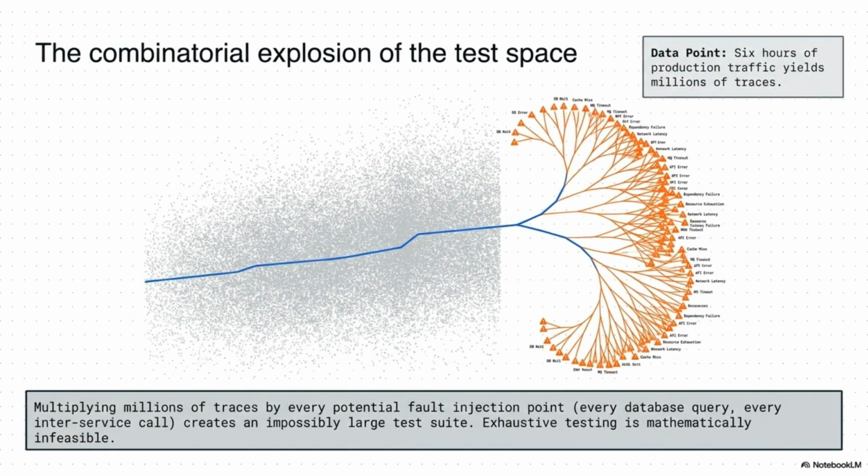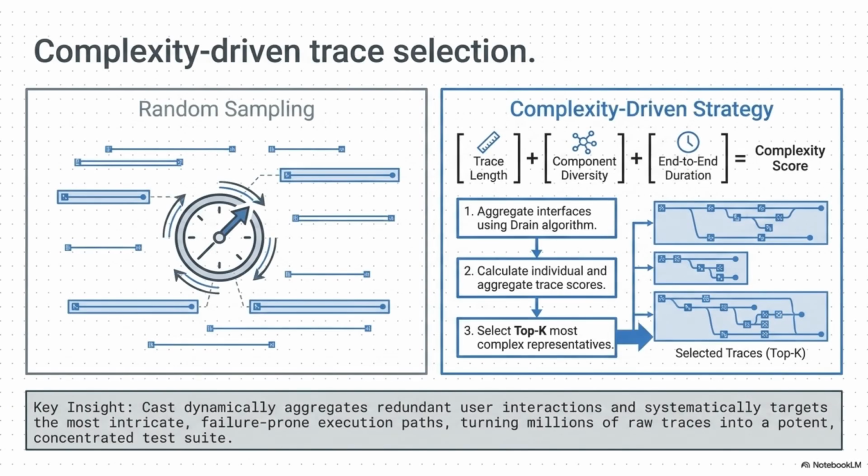The combinatorial explosion of the test space is a challenge. 6 hours of production traffic yield millions of traces. Exhaustive testing against every potential fault injection point is mathematically infeasible. CAST employs a complexity-driven strategy for trace selection. It aggregates redundant user interactions and targets intricate, failure-prone execution paths, creating a concentrated test suite.